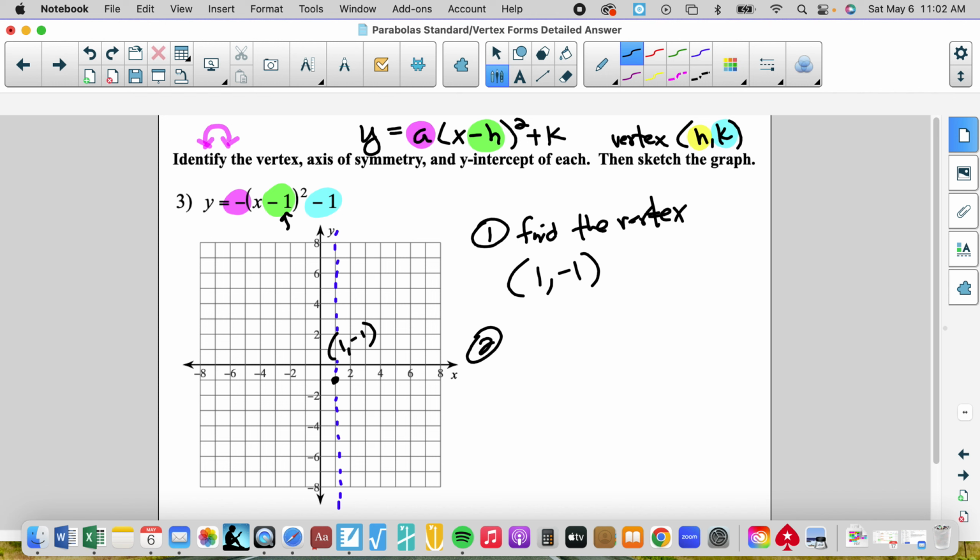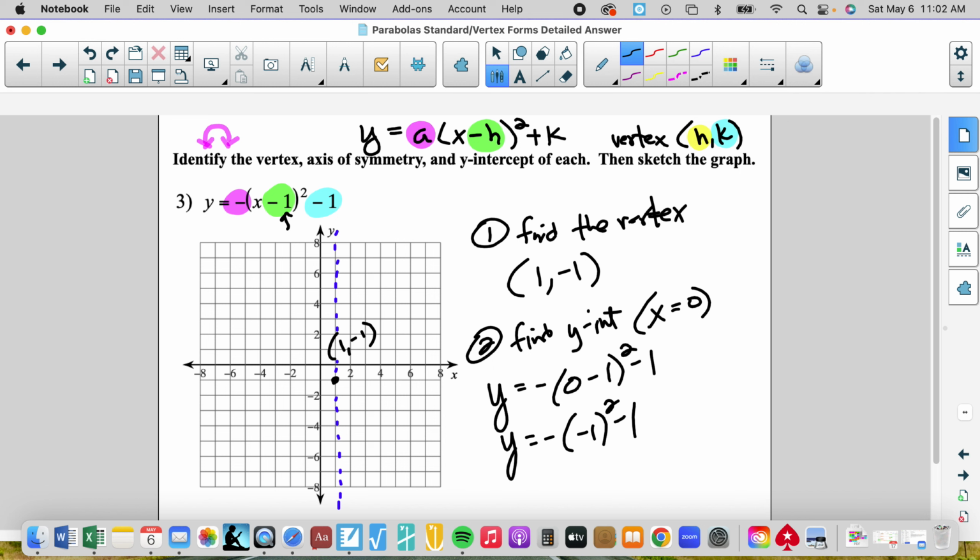Second thing here is find the y-intercept, but this time it's not free. This time we have to utilize the fact that all y-intercepts have an x value of 0. So we're going to take this equation, plug in 0 for my x, and simplify.